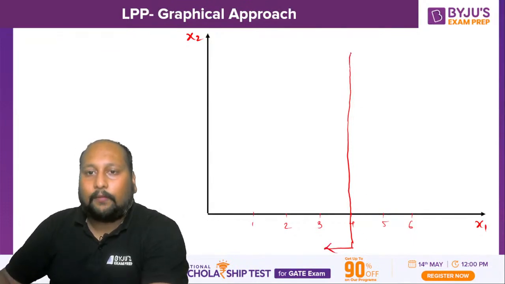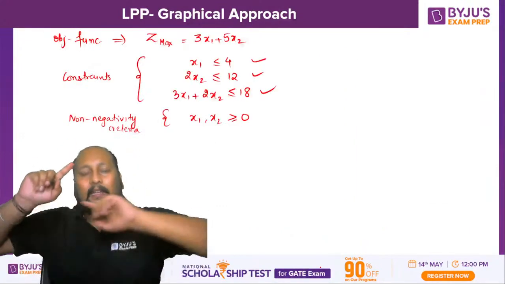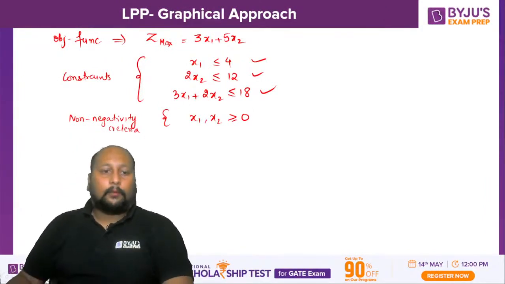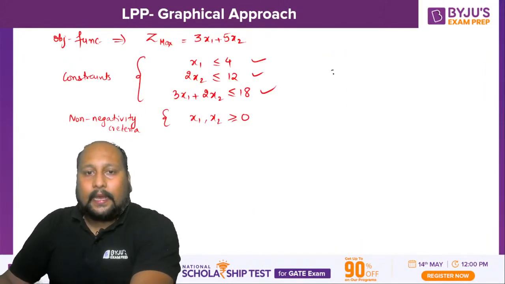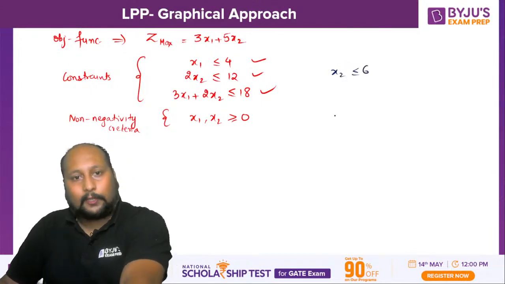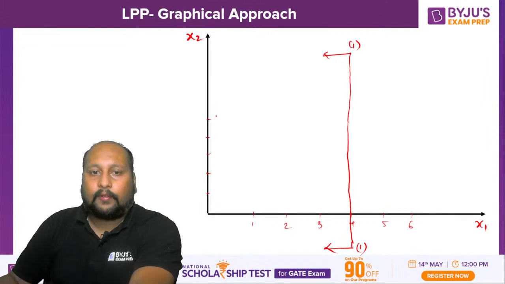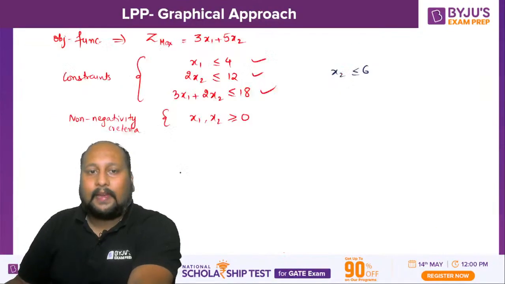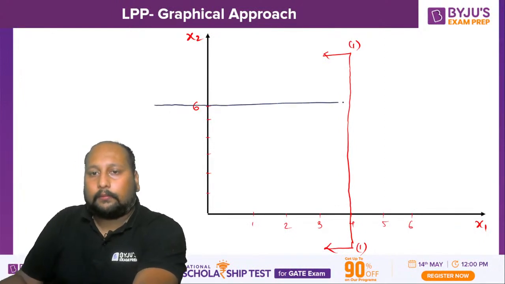That means we will have something like this. This is constraint number 1. Always write the numbers whenever you are plotting, because then you won't have any doubt or difficulty. Okay, chalo, let's proceed to the next one. Now, the second one is x2 less than or equal to 6. So let me write the values over here: 1, 2, 3, 4, 5, 6. Let's say this is 6. And x2 less than or equal to 6 means we will have a horizontal line, something like this.